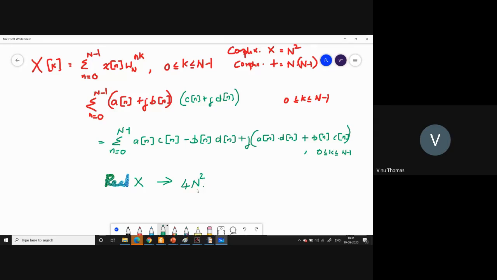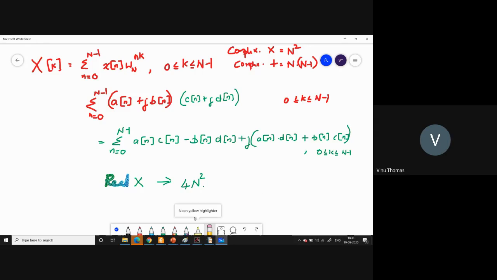So the total power dissipated and the total time required would be the time required for 4n squared multiplications and the power dissipated by 4n squared multiplications. Right? So that is important. This value, 4n squared, is the practical and more relevant value compared to the number of complex multiplications.